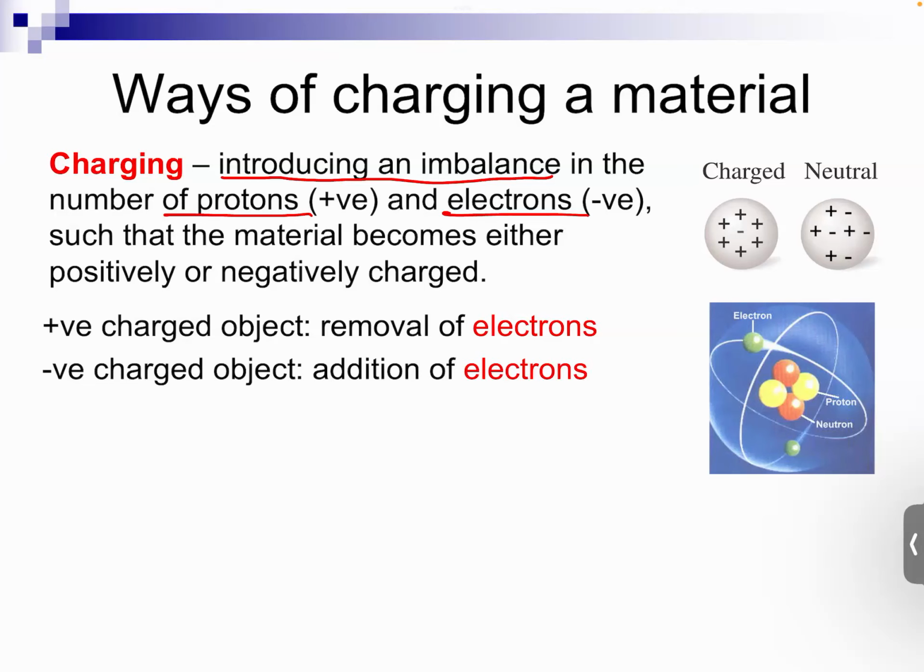So when we introduce an imbalance such that a material becomes charged, when we say that the object is positively charged, we mean that object lost electrons, so that overall it has more protons. And when we say that the object is negatively charged, we mean that object gained electrons, so that it has more electrons compared to protons. So just keep in mind that electrons are the ones transferring from one material to another, and not the protons.